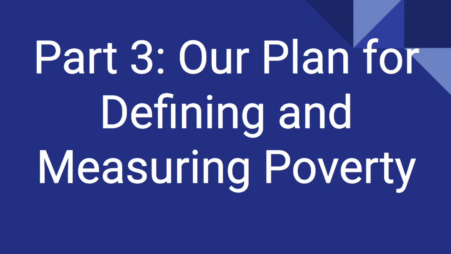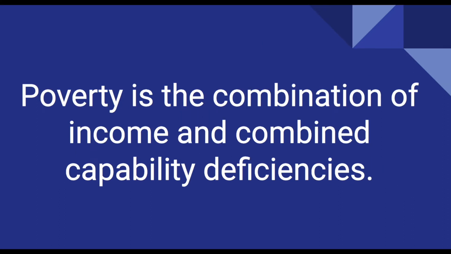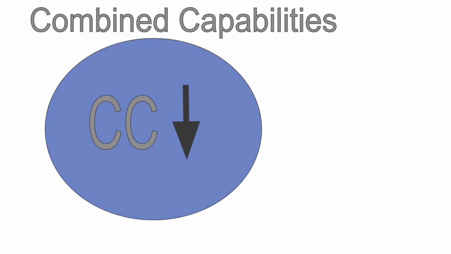Part 3 is our plan for defining and measuring poverty in the United States. We have defined poverty as the combination of income and central capability deficiencies. In order to identify the groups in poverty, we first use the capability measurement. This measurement is the combination of both the internal capabilities a person has and their external environment. If there is a deficit in either or both, then they are more prone to living a life in poverty.